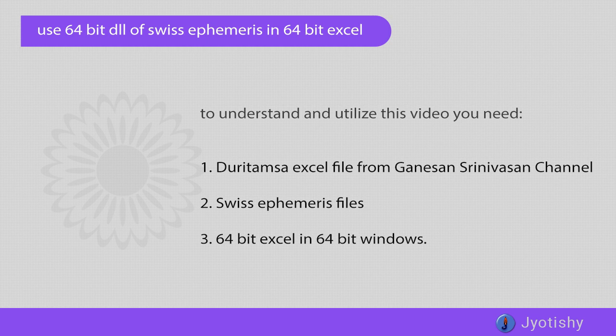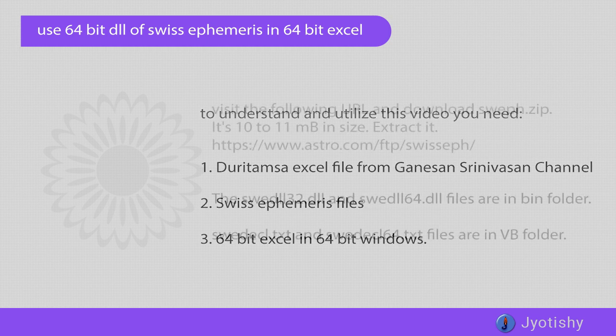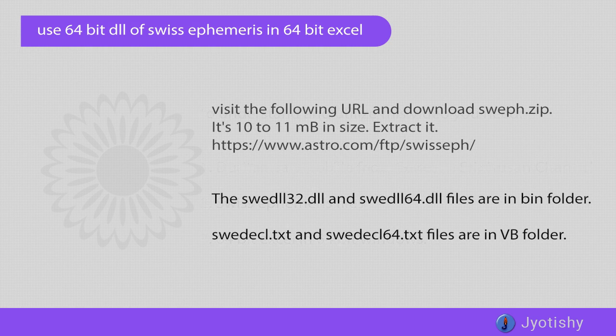Then you need the Swiss Ephemeris files. Then you need 64-bit Excel in 64-bit Windows. These are the requirements. Now, assuming you have downloaded the Duritamsa file, visit the following URL and download sweph.zip. This is freely available. It's about 10 to 11 MB in size. You can extract it.